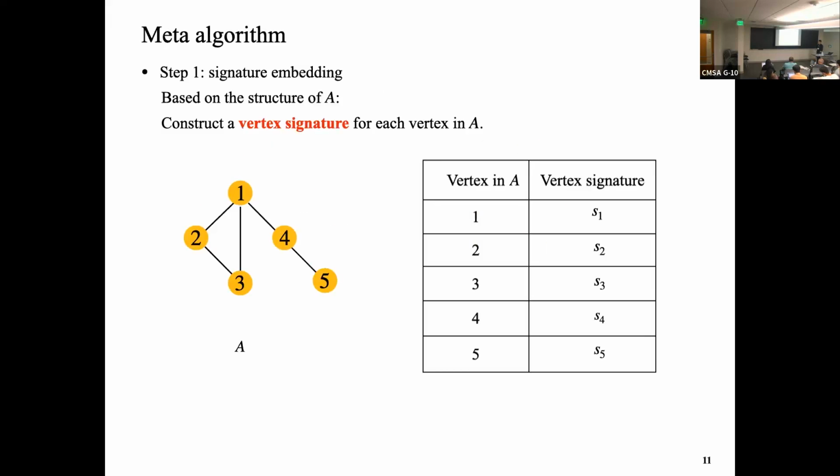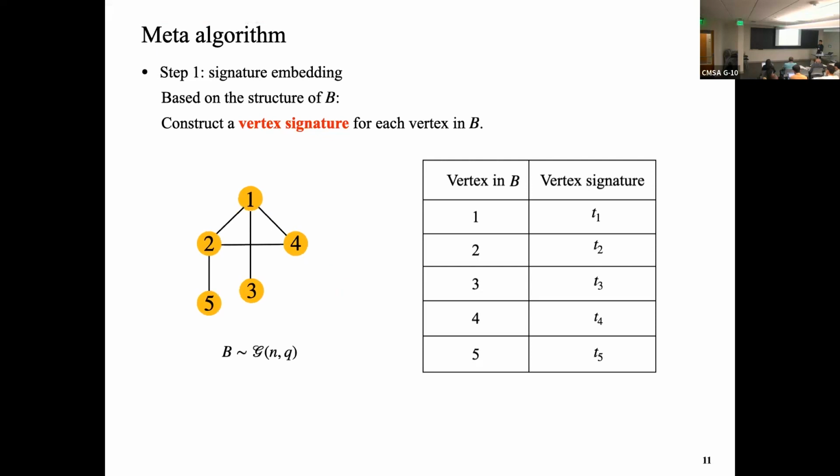So the algorithm starts by constructing some node-wise features, which we call signatures, for every node in the first graph and every node in the second graph. So the signatures are some features, could be a number, could be a vector, could be a probability measure, and so on and so forth. So let's call them S. So I have N of them for the first graph, somehow constructed. And I do the same thing for B, and these signatures are called T's.